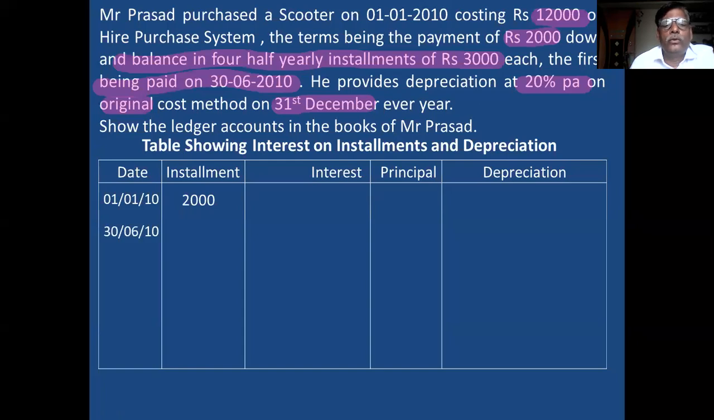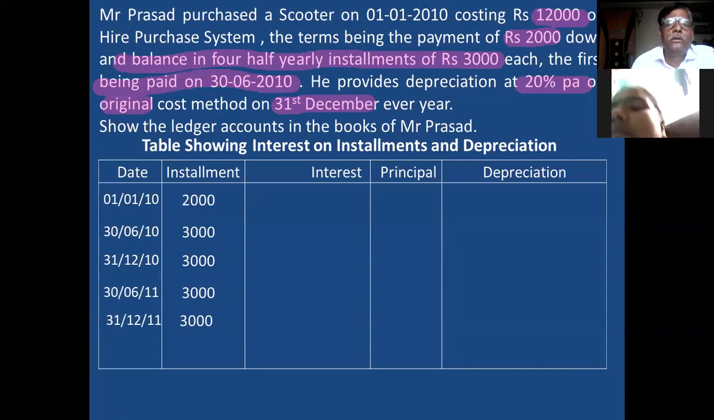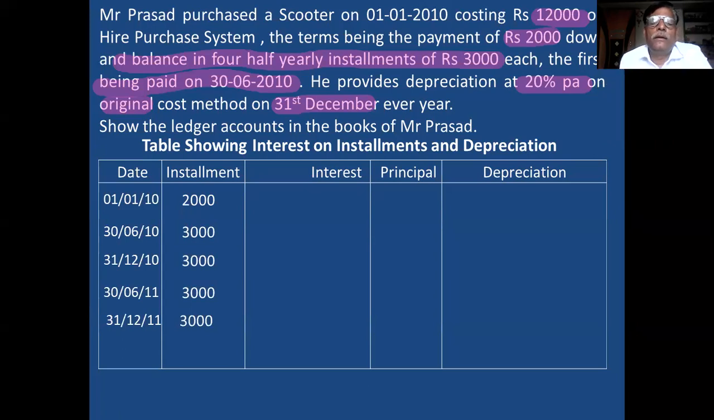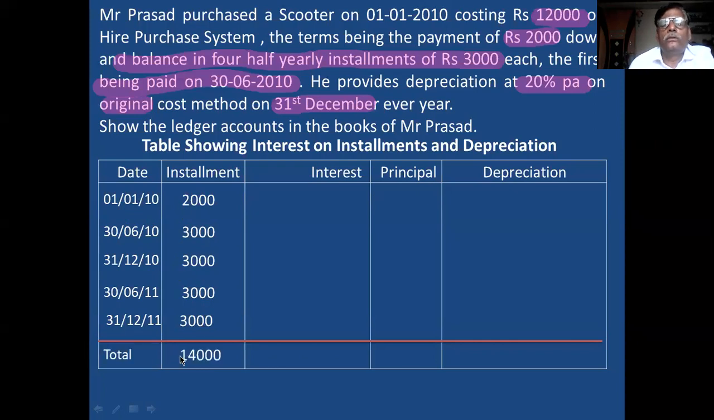30th June 3,000, 31st December 3,000, 30th June 3,000, 31st December 3,000. These are the dates of payment. Half-yearly installments are there, not annual installments. Then after making this, you take the total. The total of the installment column is 14,000.